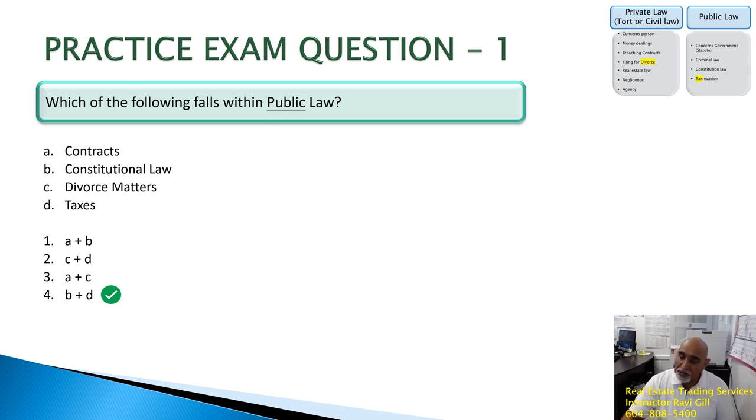This same question, you really need to learn the material, could be: which of the following falls within private law? Well, then the answer for private is contracts and divorce, so it'd be A and C. Or the question could be: which of the following do not fall in the public law? Do not fall in public law means which ones are in private? So same question, you just need to understand for yourself, public is big stuff, private is small, and understand that. Don't start memorizing questions.